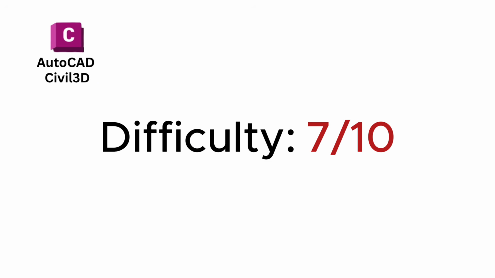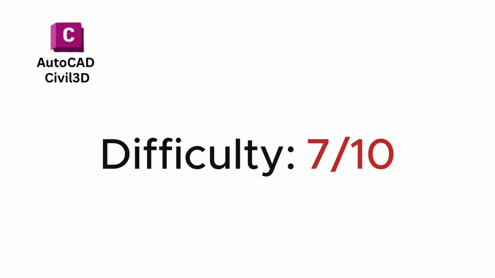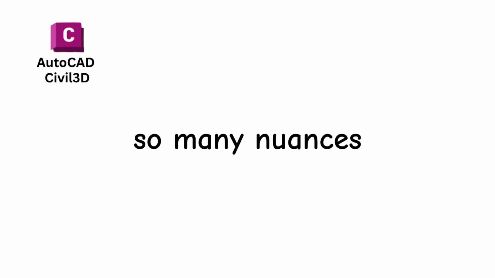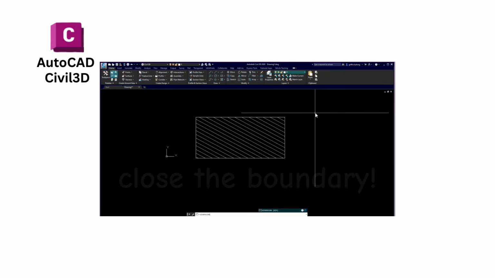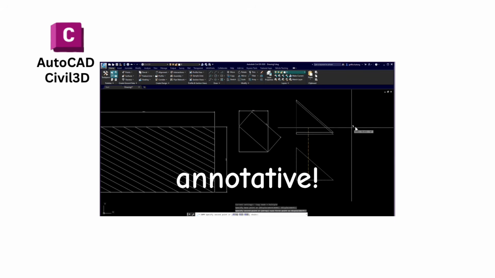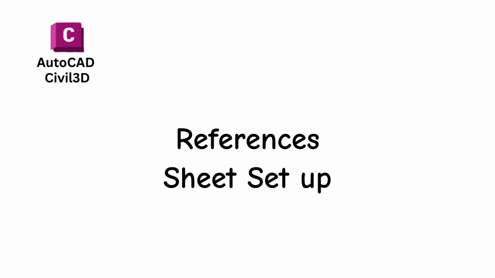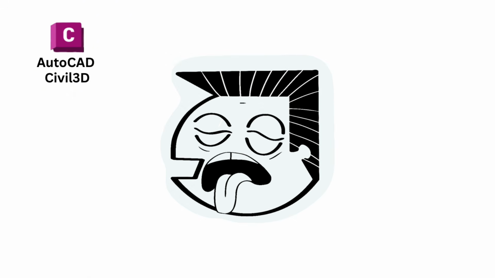The basic drawing tools are not extremely difficult, but there are a lot of nuanced things within the program that you can only learn through experience, like how to get hatches to actually work, or text not showing up because it's annotative, or things just not showing up because layers are frozen. Layers, surfaces, labels, profiles, pipe networks, references, and sheet setup can make it feel overwhelming when you first open it.